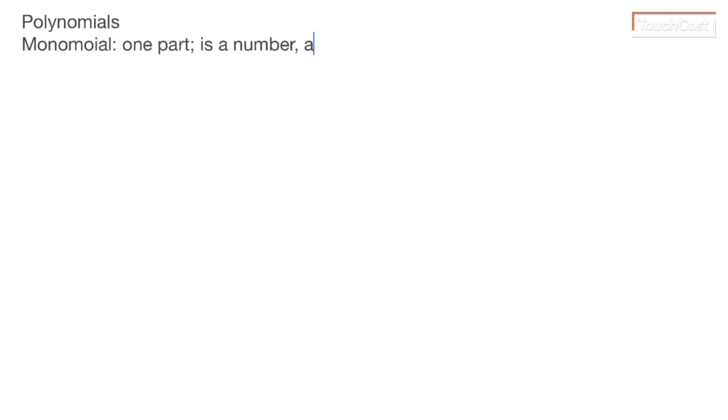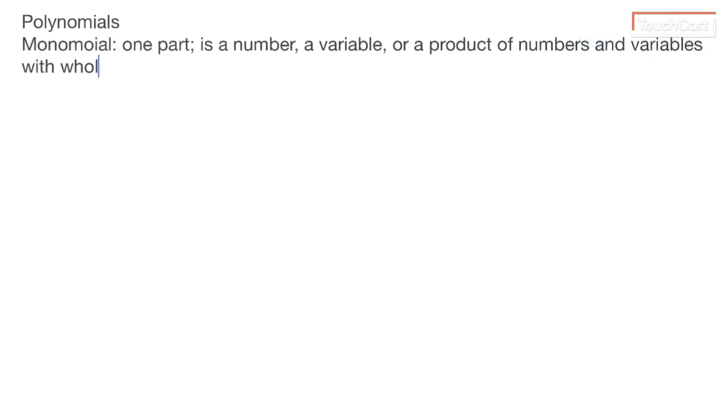It can be a variable or a product of numbers and variables with whole number exponents. I'm going to write down some examples of monomials and things that are not monomials.